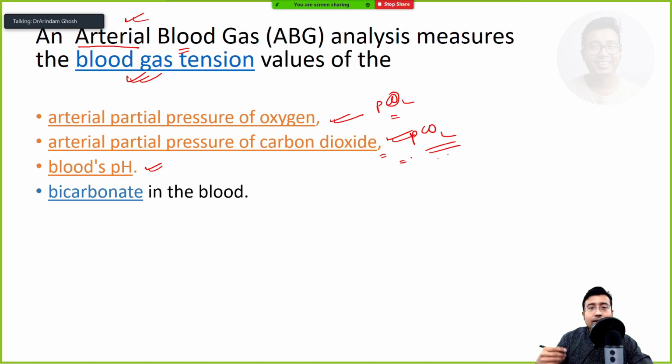From these, there are a few derived parameters that can be measured. Number one is bicarbonate. So you see the three important players that we need to determine in order to evaluate the patient's acidosis-alkalosis status, that is pH, PCO2 and bicarbonate. All three can be measured by this single test, that is ABG, arterial blood gas analysis.